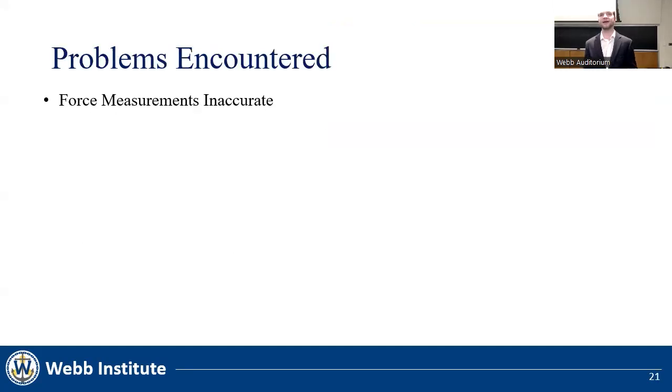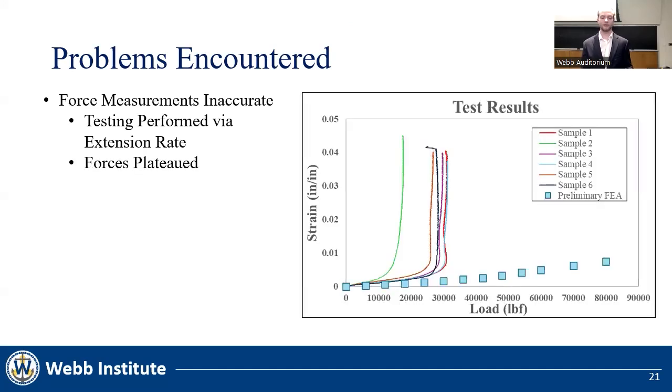Unfortunately, jumping back into the physical, our testing did not necessarily go as planned. The force measurements we obtained were inaccurate. Our testing was performed via extension rate rather than loading rate because of what we thought was an issue with the testing software. However, the force error turned out to be a physical error with the load cell. As you can see, the forces would plateau after an arbitrary load was reached. And above, you can see the comparison between the preliminary FEA and the test results.